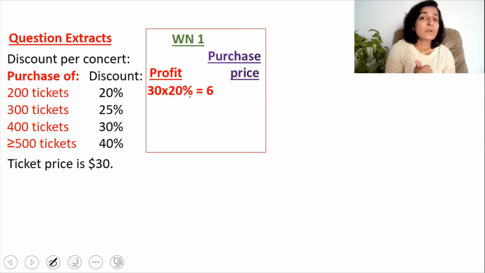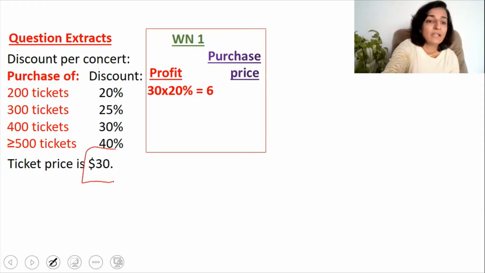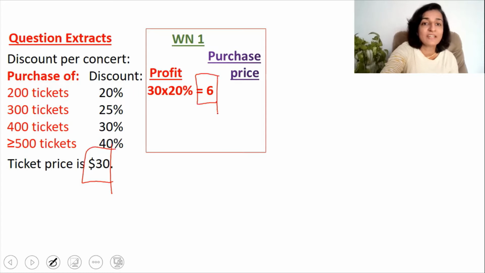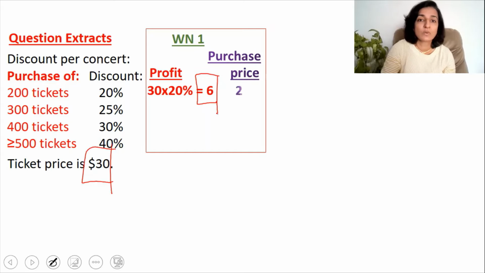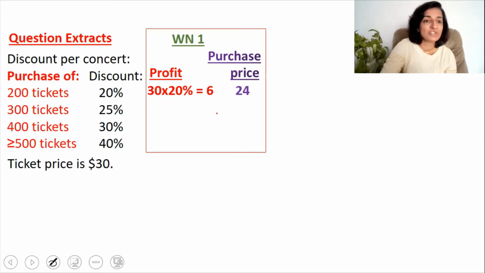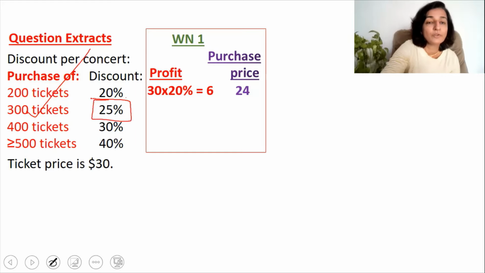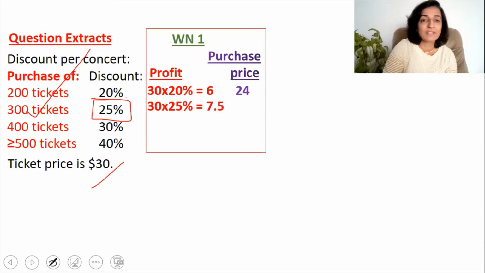So what is the purchase price of the tickets? It is $30 minus the discount that he gets of $6. So it is 24. Now coming to the next situation. If he buys 300 tickets, he gets a discount of 25%. So it is $30, which is the selling price, multiplied by 25%, or the discount is 7.5.